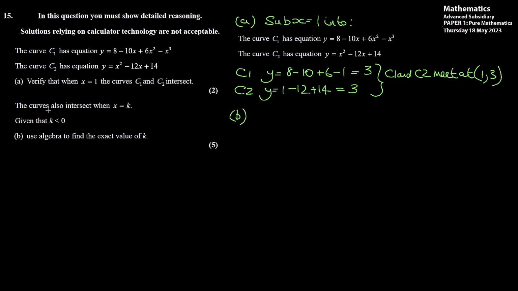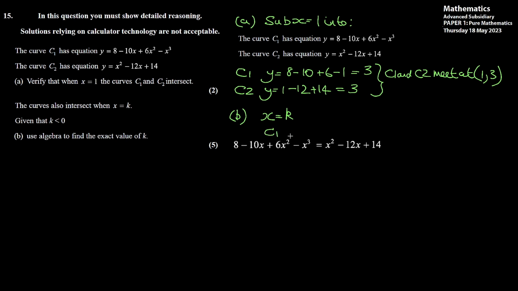Now part B. The curves also intersect when x is equal to k. Given that k is less than 0, use algebra to find the exact value of k. Well, again, if they meet, they must have the same y value. So what we've got to do is set the cubic equal to the quadratic, rearrange to a single cubic, and factorize it. That will find the x values where the curves meet.